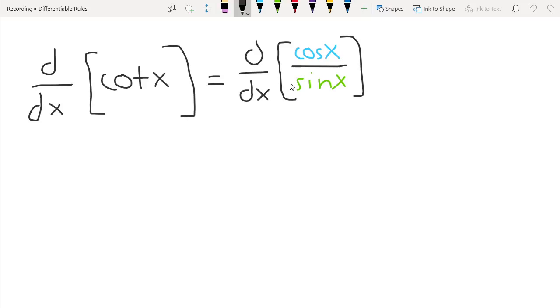Okay, so I assumed you worked on it, and I'll solve the problem now, or I'll show you how to get there. So low d high minus high d low over low squared. So low, in this case, is sine of x.